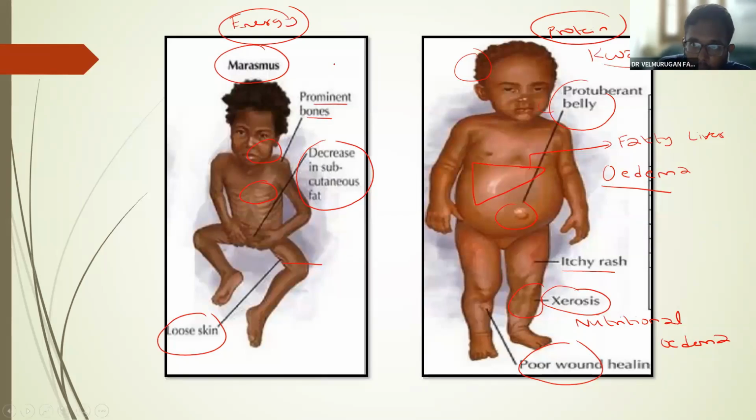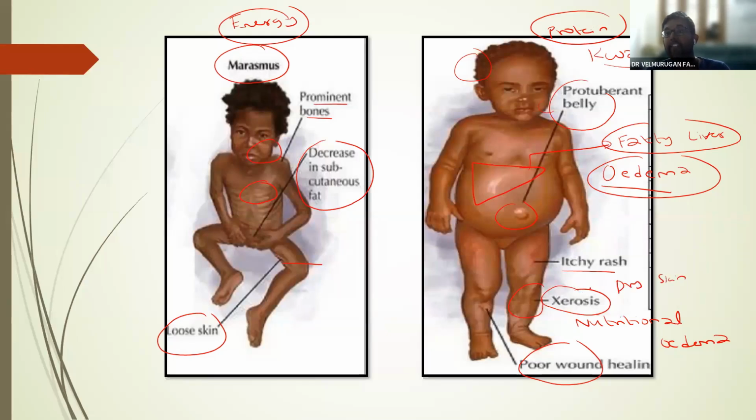So although the kwashiorkor babies look like a normal weight or more weight, they actually have malnutrition. You always tell a small baby, a cute baby looking chubby, no, the chubby babies may also have malnutrition. They could have kwashiorkor. How can we find? They will have fatty liver, they will have a protuberant belly, and they will have an itchy rash. And if you see the skin, they will have dry skin, xerosis, and poor wound healing. It is a nutritional edema, but the weight may seem normal.